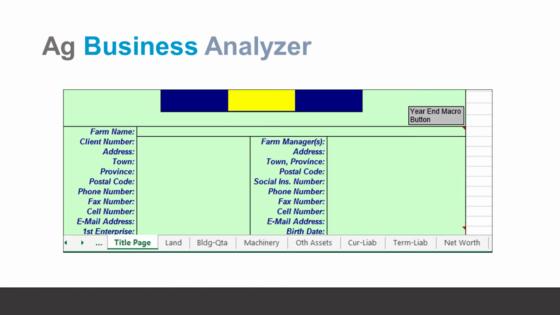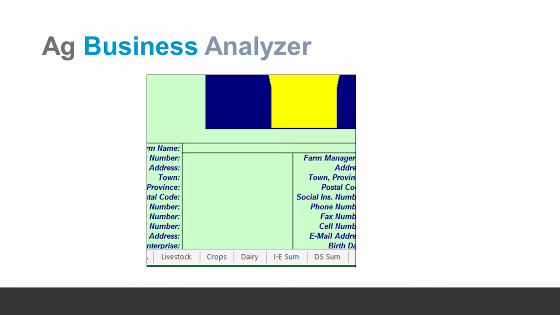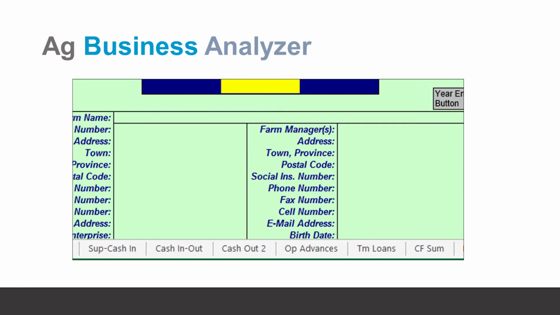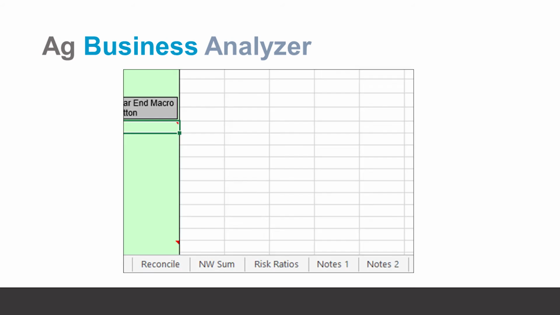Now some detail about the ABA program. The document consists of 25 pages falling into 4 sections. First of all, there's the Asset, Debt, Net Worth section. Next, there's the Income, Expense, Profitability section. Thirdly, there's the Cash Flow section. And lastly, there's the Summary section. It contains ratios and financial indicators. The various sections are shown in the tabs on the bottoms of the screens.